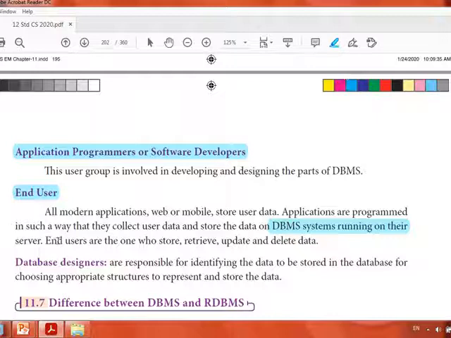So the end users are the one who store, retrieve, update and delete data. But they don't know where the DBMS is stored. But we easily add a thing to our cart. We delete it. Sometimes we will even get our ordered things after 6 months also. Everything is stored there. Am I right?